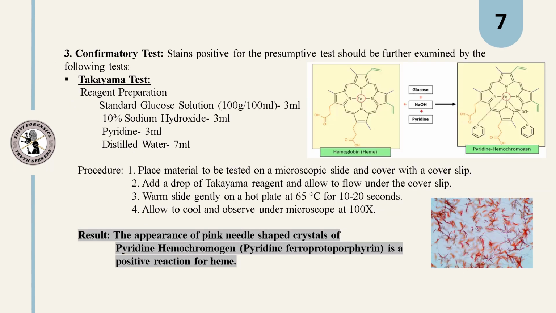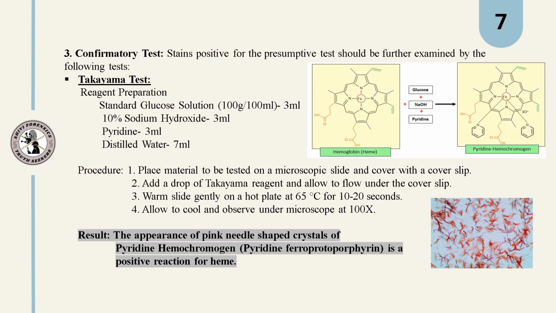The next step is the confirmatory test. In the confirmatory test, the one we use is the Takayama test. In this, we have reagents such as standard glucose solution, sodium hydroxide, pyridine and distilled water. See in this image, we have hemoglobin, and in the presence of glucose, sodium hydroxide and pyridine, the Fe of the hemoglobin is getting attached to both the pyridines and it is becoming pyridine hemochromogen. Because of this, we can see pink needle-shaped crystals in the microscope, because this forms a complex together.